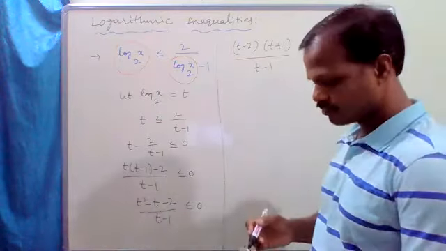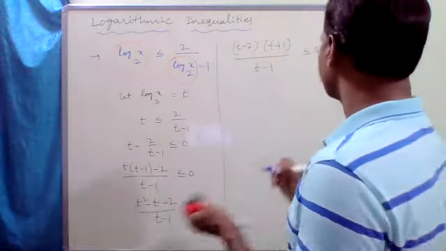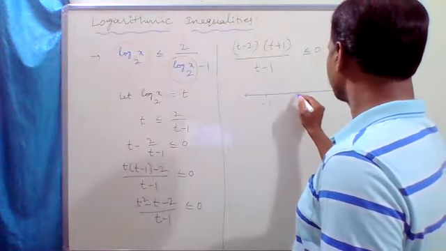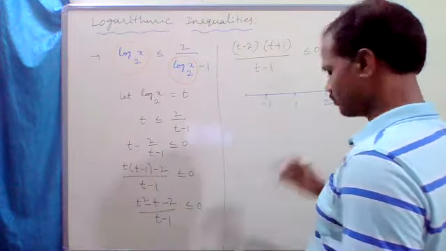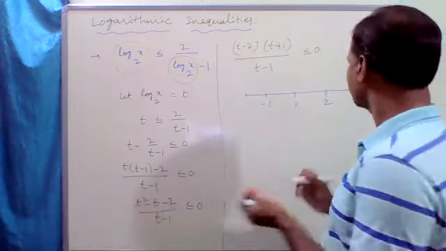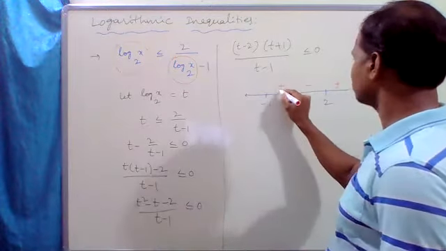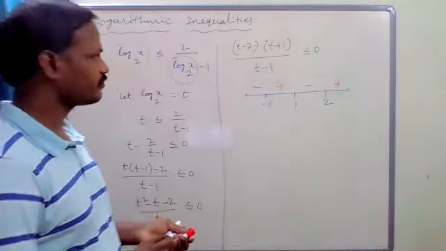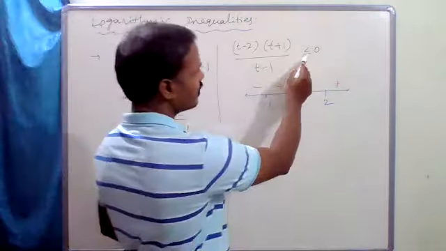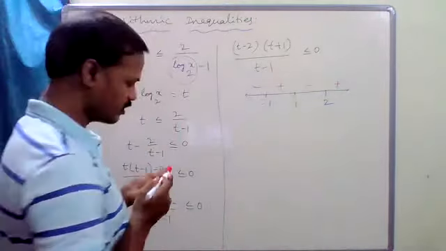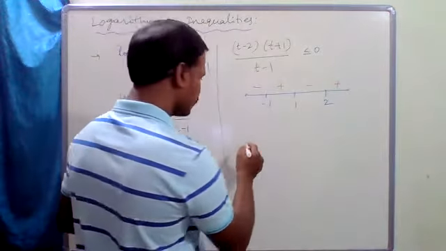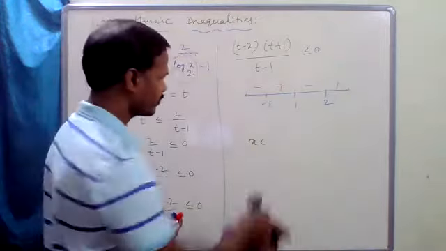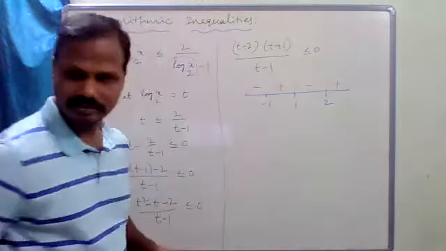Now, what do you have to do? Take the real line. So, the roots are minus 1, 1 and 2. And now, plus, minus, plus, minus. Now, what is the result? What do we want? We want actually less than or equal to 0. So, therefore, t belongs to, not x. This is t now, equation in t.